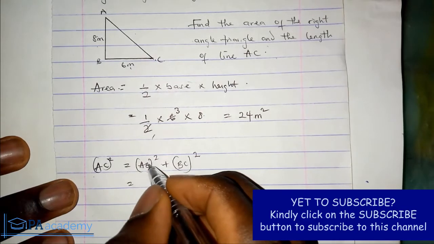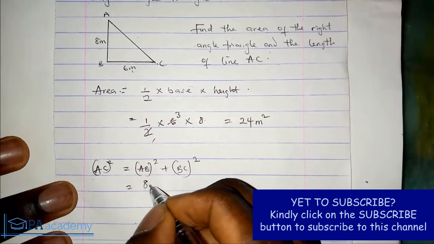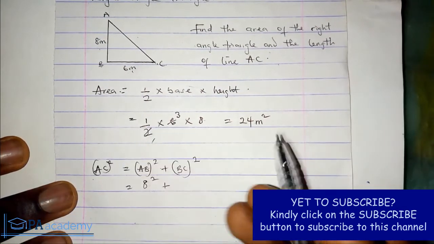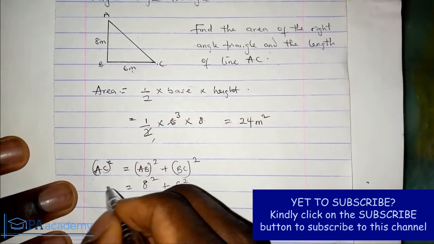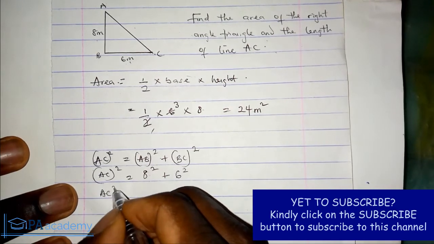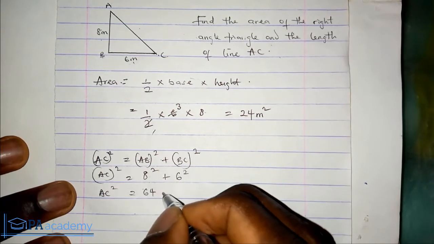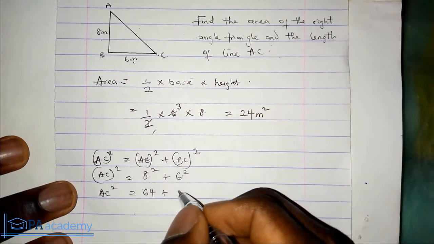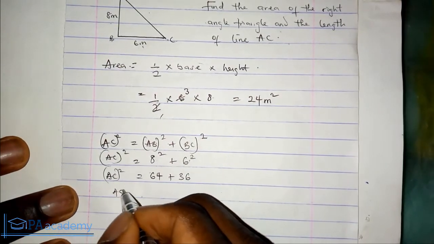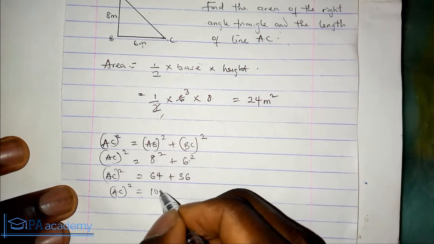So our AB is 8 meter, so that will be 8 squared, plus our BC, which is 6 meter, plus 6 squared. Let me write our AC. So AC squared equals 8 raised to power 2, that's 8 times 8, to give us 64, plus 6 times 6, that will give us 36. So AC squared will give us 64 plus 36, that will give us 100.